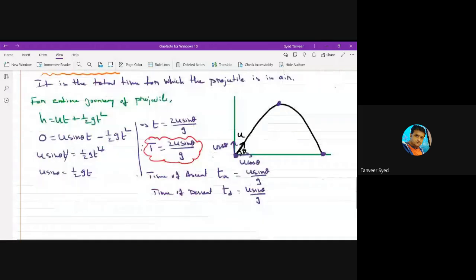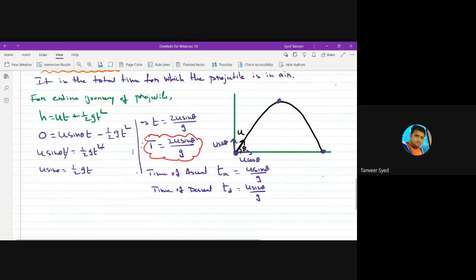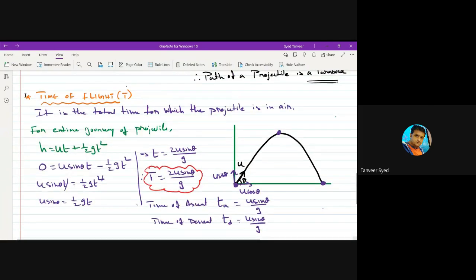And time of flight, it is the total time for which the projectile is in air, and it is 2u sin theta by g. So if total time of flight is 2u sin theta by g, time of ascent will be half of it, which is u sin theta by g, and time of descent will also be u sin theta by g. Okay, time of flight.